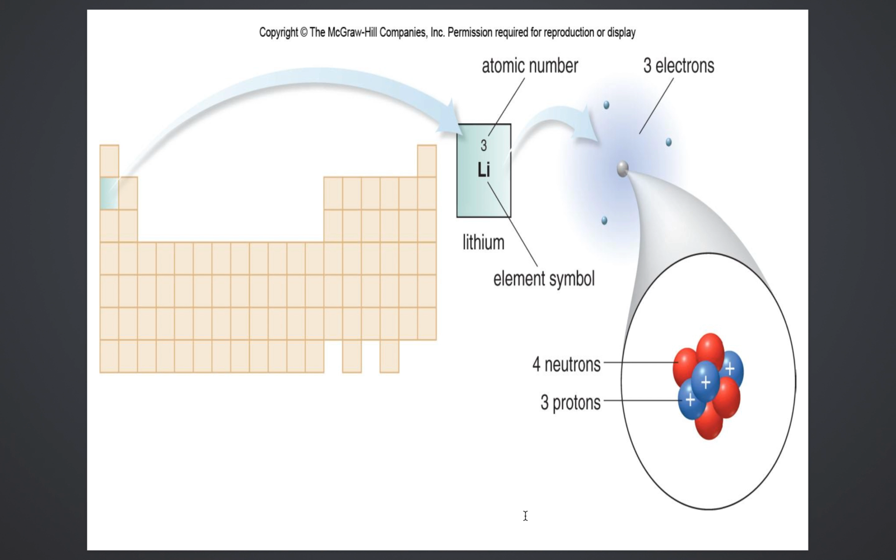Here we have the atomic number and the element symbol of lithium. Lithium basically has 4 neutrons and 3 protons. Whichever number is on the top is called the protons. Then you subtract, based on which period and place it is in the periodic table, and then you can find out the neutrons for that.